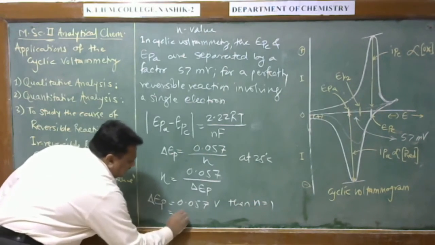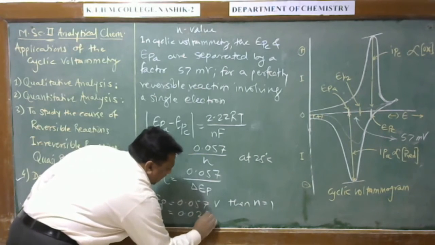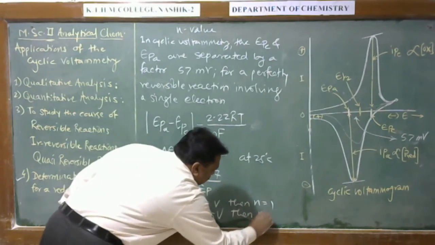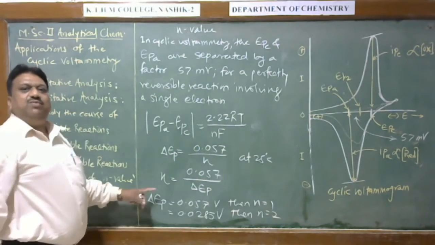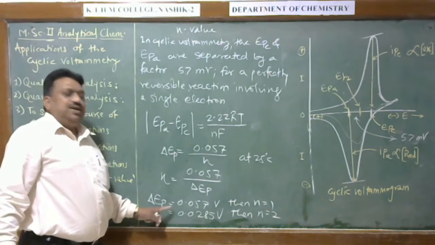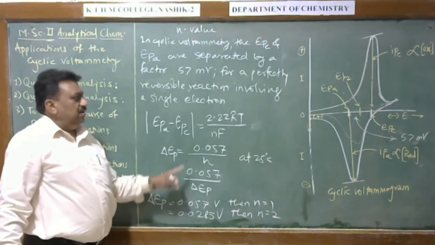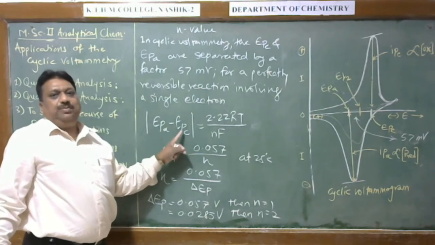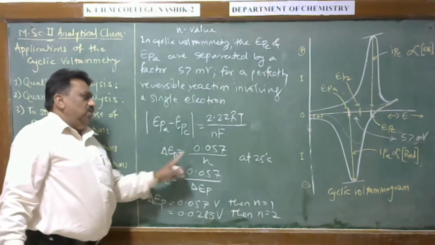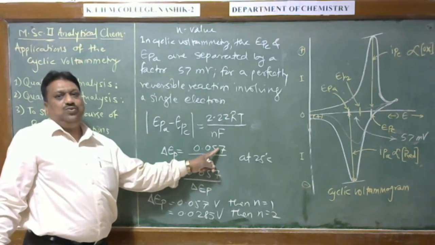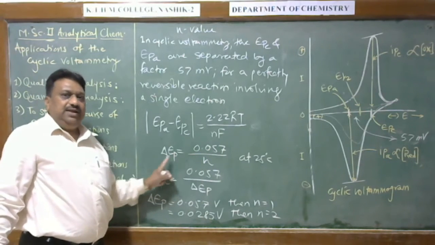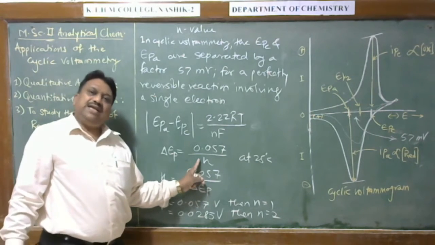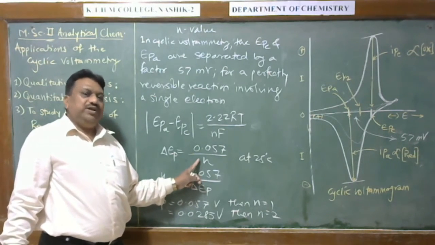And if delta EP is equal to 0.0285 volt, then N is equal to 2, and so on. In this way, we can determine the N value, or number of electrons involved in a redox reaction, by means of cyclic voltammetry using anodic peak potential and cathodic peak potential. That is the delta EP, which is equal to 0.057 upon N. And if delta EP is known, then N can be determined. These are the different applications of cyclic voltammetry.